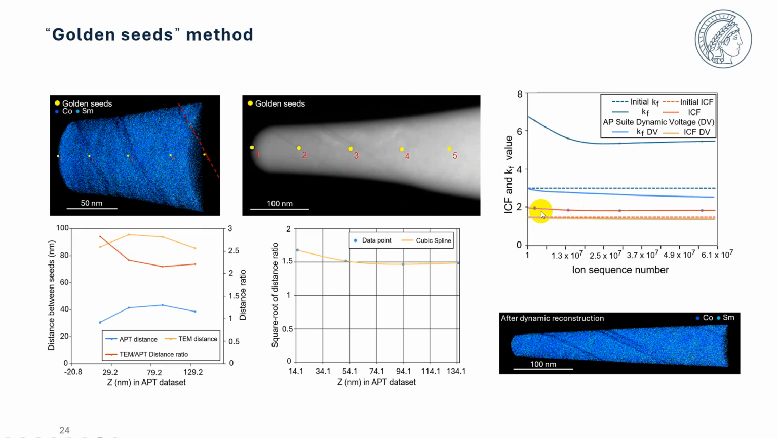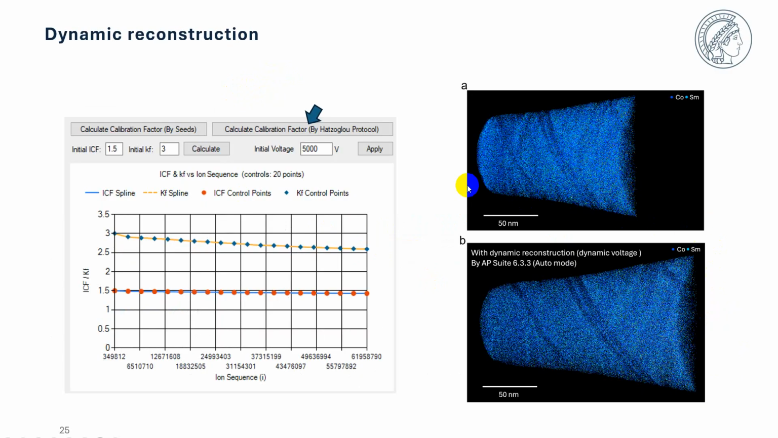it can give you a better reconstruction result. And as I presented here, this is the result after dynamic reconstruction. So now you can see between the TEM result and this APT result, they match very, very well. And also in the software, we provide a function that you can hit the button here, which can give you the result by using the GOAT protocol.